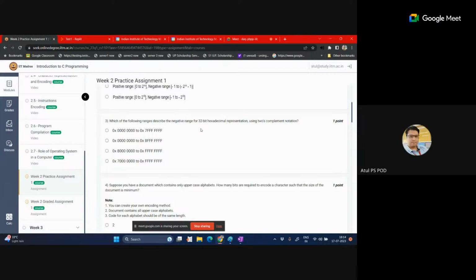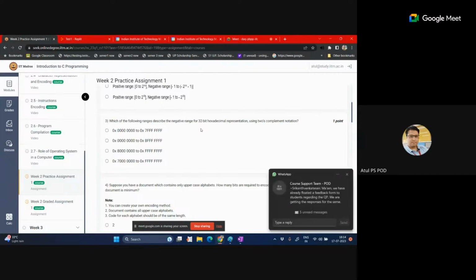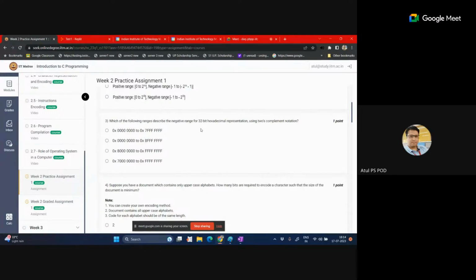Yes, correct. So if you represent this, 2 to the power 31 minus 1, this value will be converted into the hexadecimal range starting with 7F. So this will be converted like this. One second. Just give me a minute. Actually, my pen tablet is not visible.